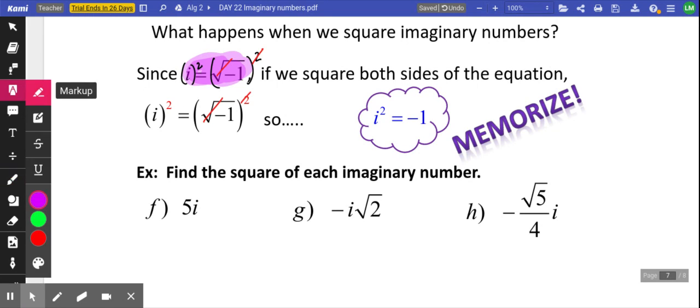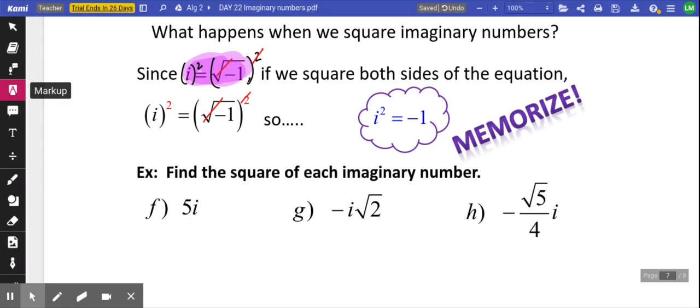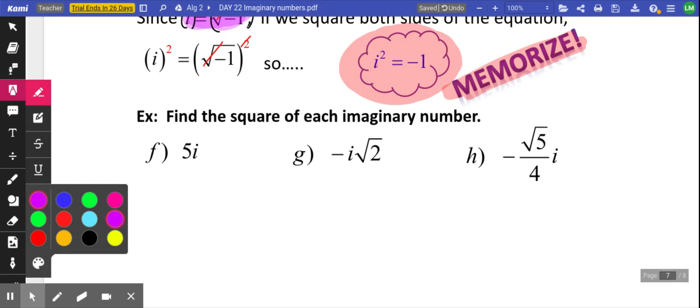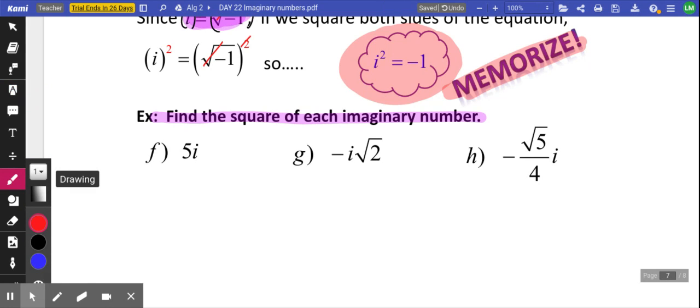So this is important when we start to multiply imaginary numbers together. Memorize this. You see that it's in kind of a cloud. That means you're going to have dreams about this, so that you don't forget it on the quiz. Memorize. All right. So let's take a look. These examples here say find the square of each imaginary number, okay? This just means square it, multiplied by itself, all right?